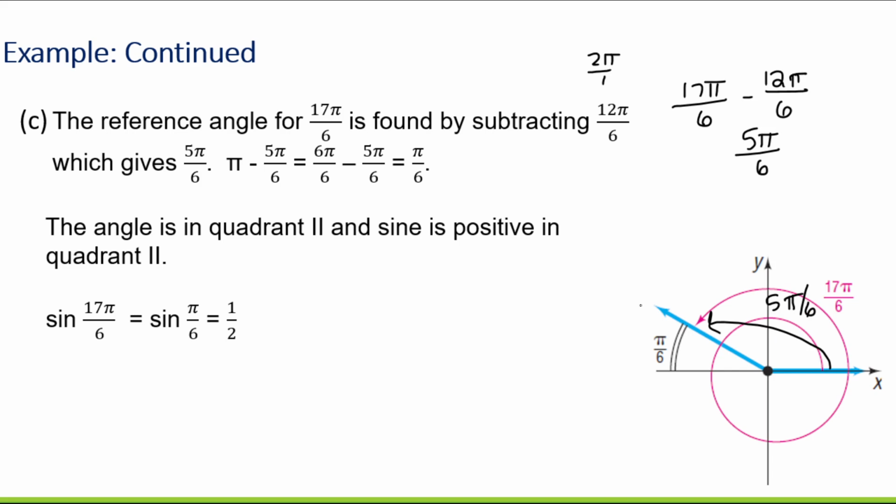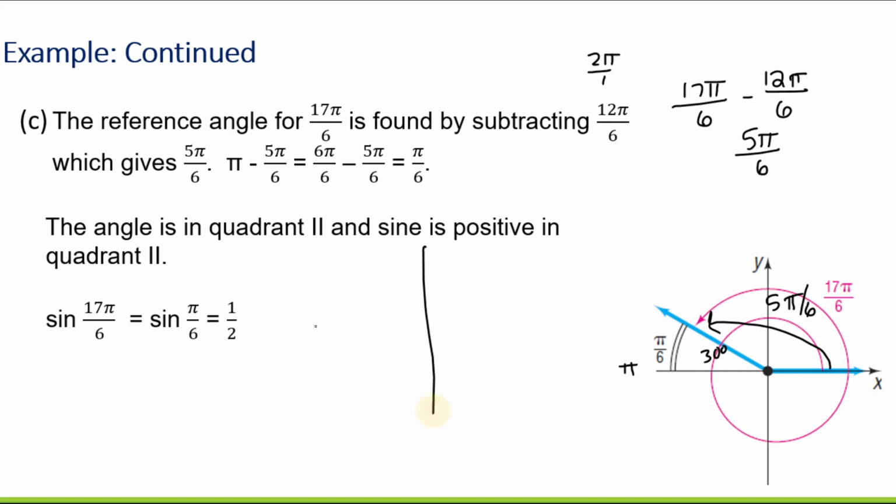And so to get the reference angle, if we go all the way to the horizontal, that is pi. So to find the reference angle, you take pi minus 5 pi over 6. Now pi is 6 pi over 6 minus 5 pi over 6, which is pi over 6. So our reference angle is pi over 6, which is equivalent to 30 degrees.